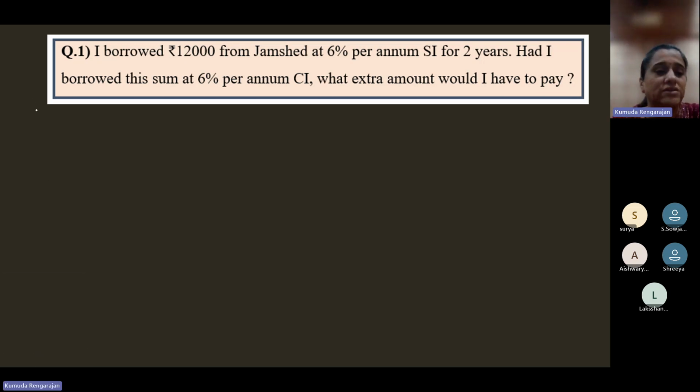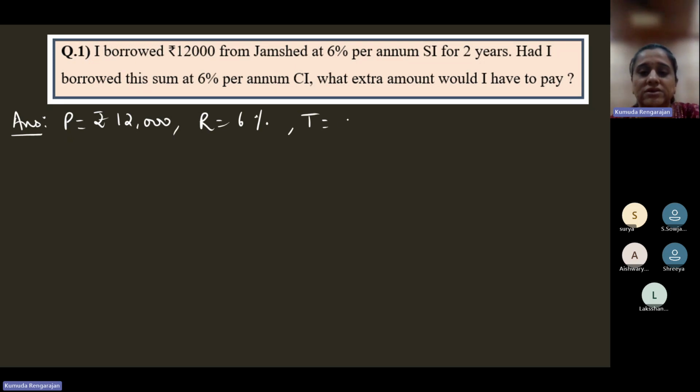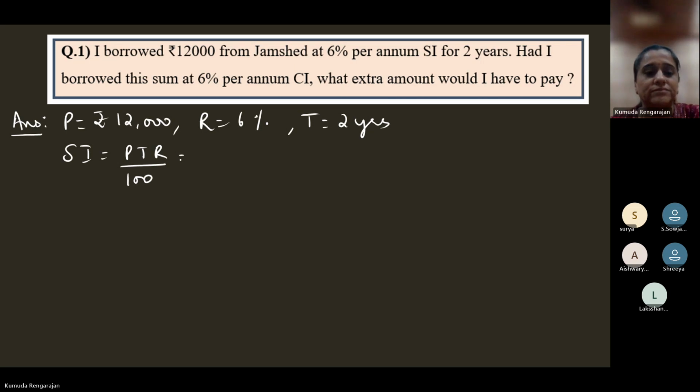If you find the simple interest, I'll just get you started. You need to write out P, which is 12,000 rupees, rate of interest 6% per annum, and time is in years, 2 years. All of you, please find the simple interest and tell me. SI is equal to PTR by 100. Work this and tell me the value of SI. Please write the question. Don't be in a hurry. Write down the question first and then find SI for me.